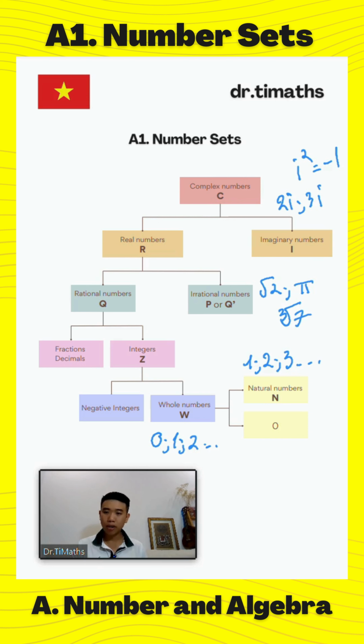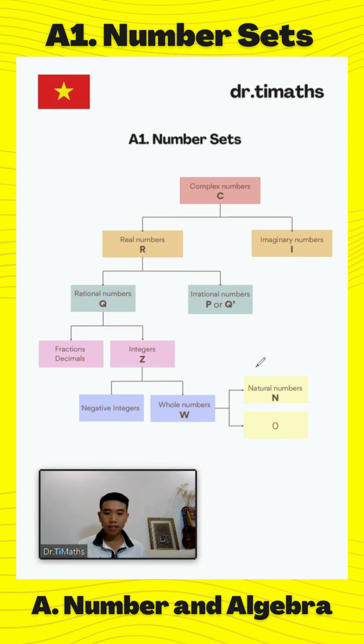The key thing to remember is when a number belongs to a smaller group, it's also in the bigger group. For example, let's say number 5. So number 5 is in natural numbers. It's also a whole number, also an integer, also a rational, also a real number, and also a complex number. Another example, let's say 2.5. So 2.5 is a decimal. So it will be in rational numbers, it's also a real number, and it's also a complex number.